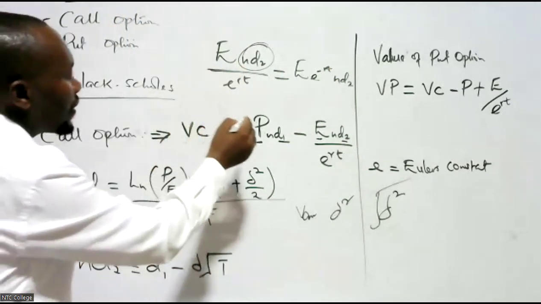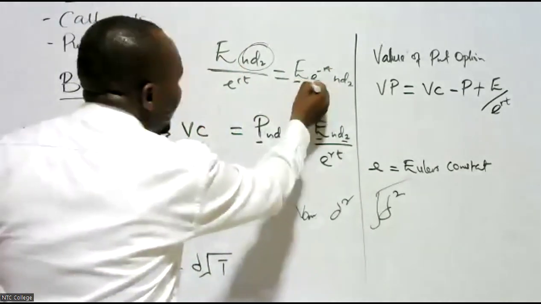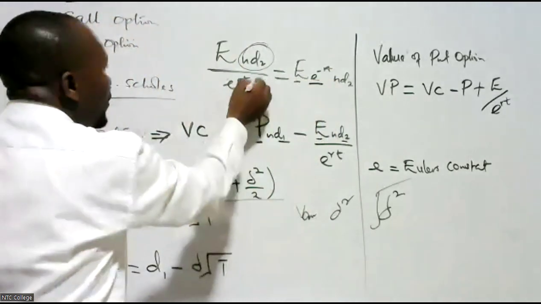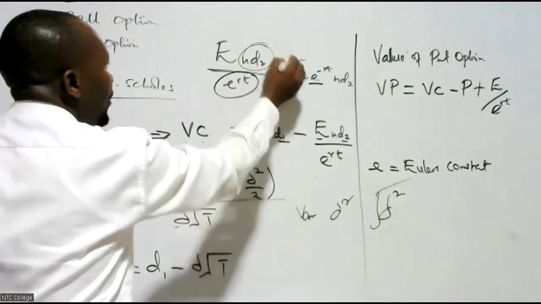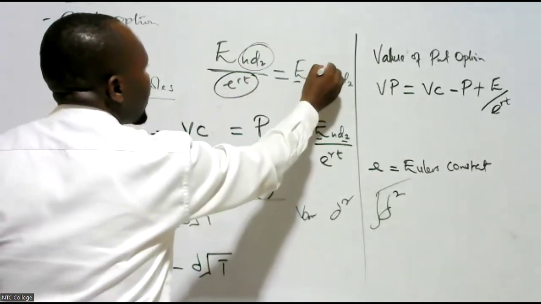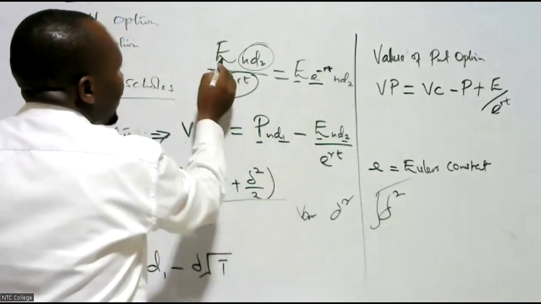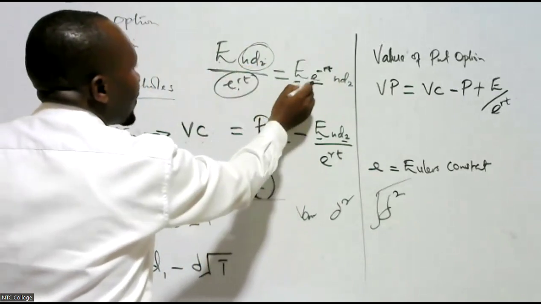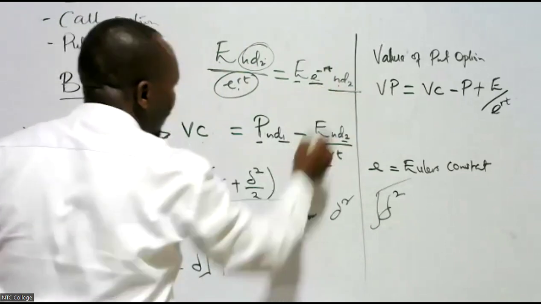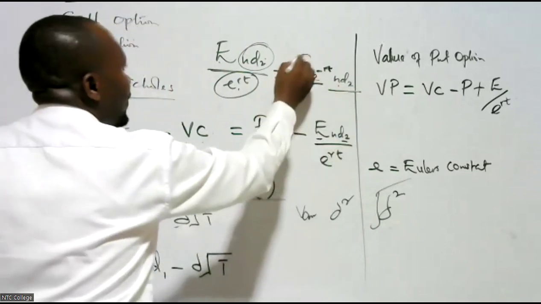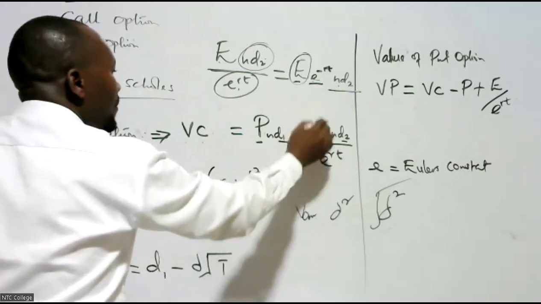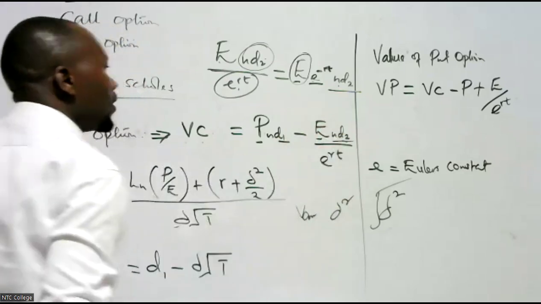So this one is the same as E times Euler's constant, where if you remove it from the denominator, so it is on the numerator, it becomes negative RT. So it is like E times this times this. This one is a figure. So it is not part of this. It is the exercise price times the value of ND2.